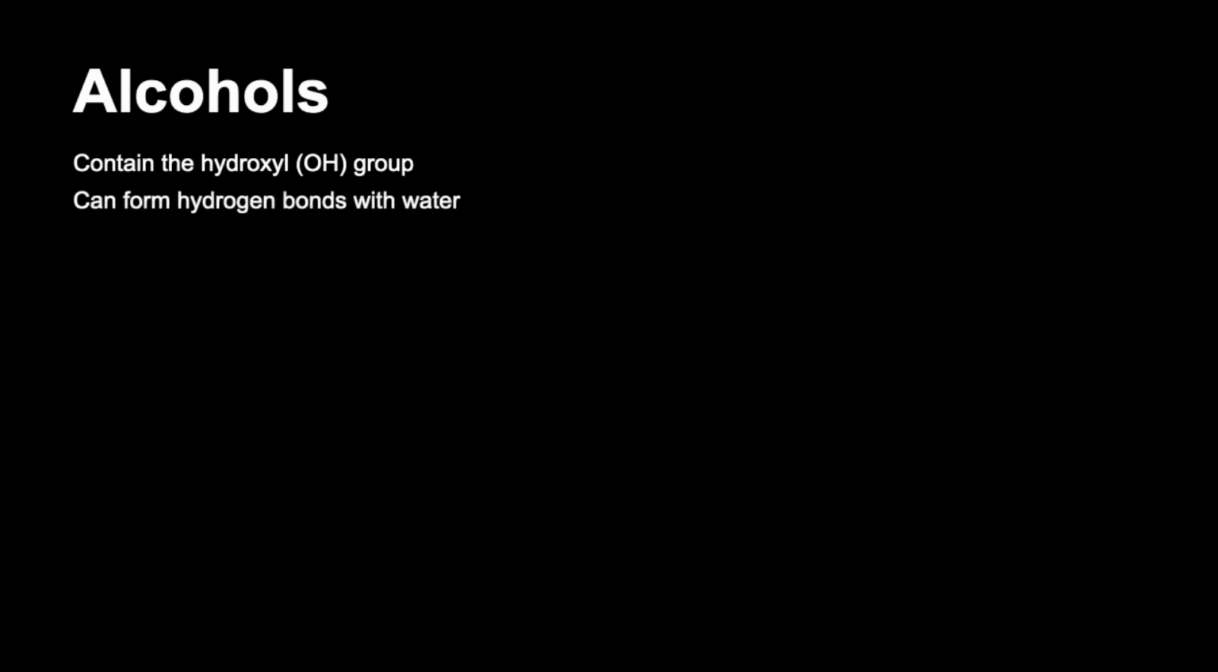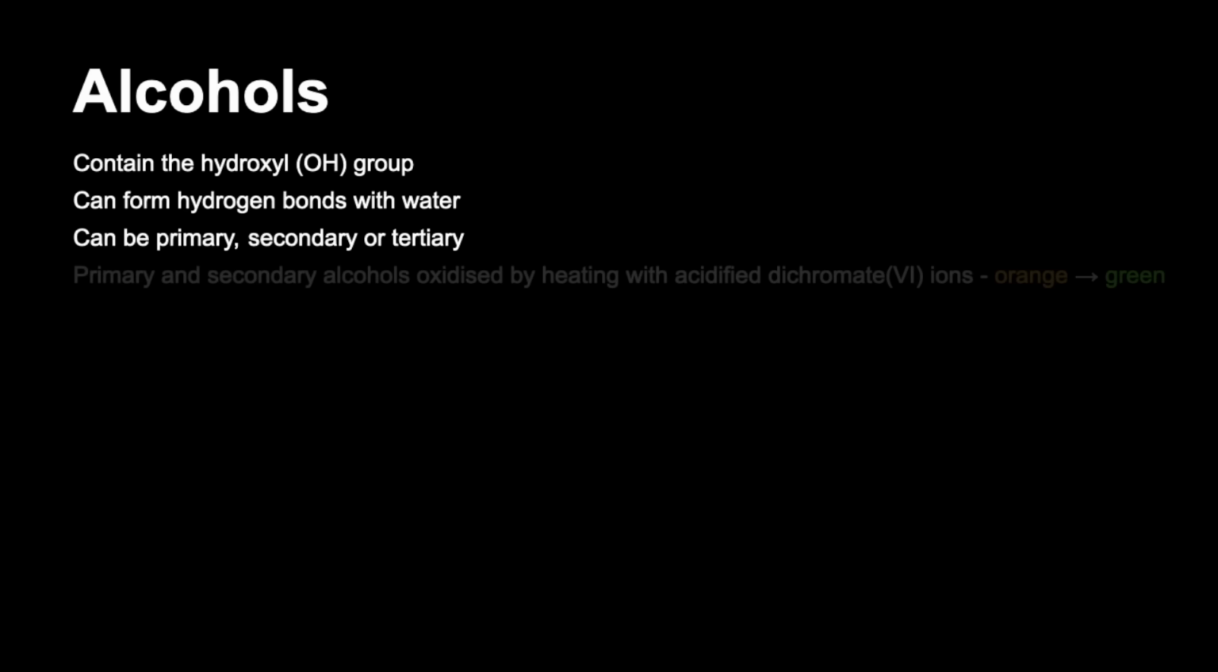Moving on to the alcohols topic now. So alcohols contain the hydroxyl group, not the hydroxide group. Alcohols can form hydrogen bonds with water because obviously the lone pair on the O of the hydroxyl group can hydrogen bond with the H of a water molecule and vice versa. They can be primary, secondary or tertiary, so make sure you know what type of alcohol you're dealing with if you're answering a question on alcohols.